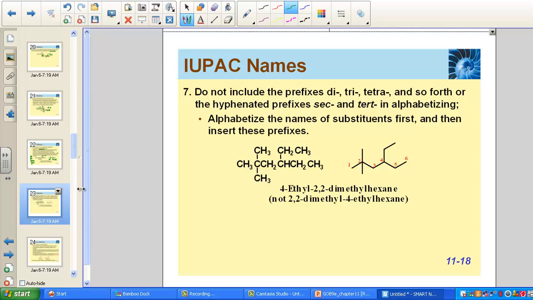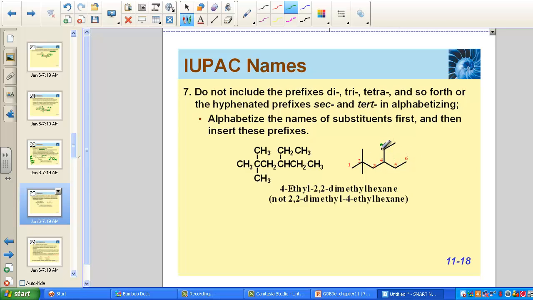Number 7. Do not include the prefixes di, tri, tetra, and so forth, or the hyphenated prefixes secondary or tertiary, in the alphabetizing. Don't give them priority. Look at the branch chain root word. So let's take a peek at this structure and try to find the longest backbone. We have here carbon 1, 2, and I'd be terminal if I went to 3, so that's not the longest chain. 1, 2, 3, 4, 5, 6.